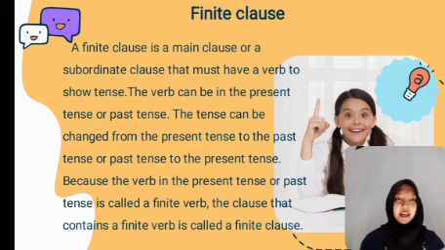I'm Anissa Amalia, the fourth speaker, and will explain finite clauses and non-finite clauses. A finite clause is a main clause or a subordinate clause that must have a verb showing tense. A verb refers to present tense and past tense. The tense can be changed from present to past or past to present. Because a verb in the present or past tense is called a finite verb, a clause that contains a finite verb is called a finite clause.